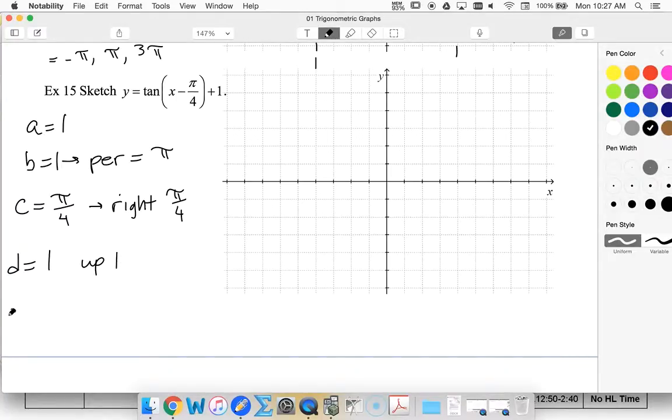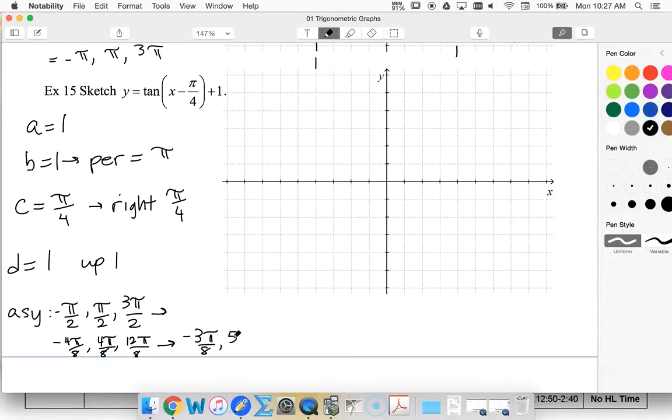Going right pi over 4 means my normal asymptotes of negative pi over 2, pi over 2, 3 pi over 2. Now I'm going to add pi over 4 to all of those. So if I think of this as negative 4 pi over 8, 4 pi over 8, 12 pi over 8, my asymptotes are going to become negative 3 pi over 8, 5 pi over 8, 13 pi over 8. So my period should still be pi, and I can see that I go a distance of 8 pi over 8, so that is still pi.